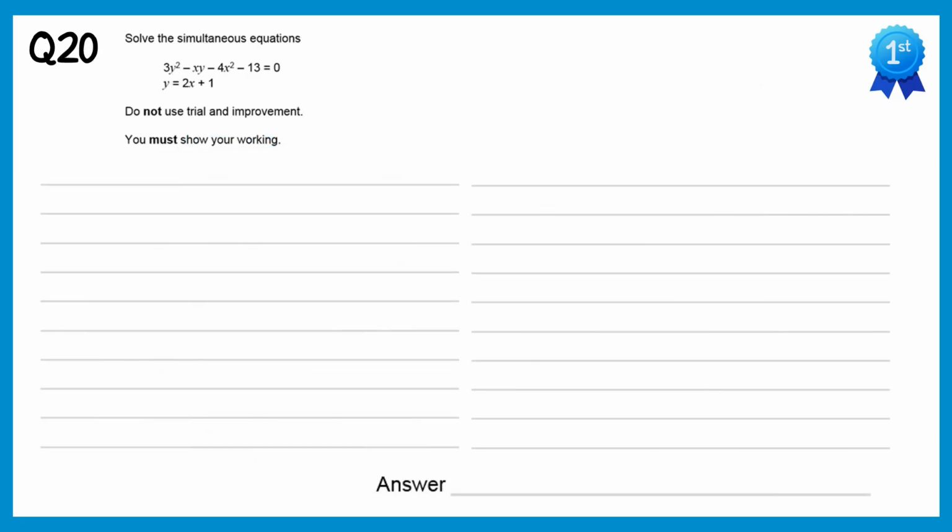In this question we're told that y equals 2x plus 1. What we're going to do is rewrite the first equation but substitute y for 2x plus 1. So we have 3 times y squared, but we know y is 2x plus 1, so it's 2x plus 1 squared. Take away xy, so it's take away x lots of 2x plus 1. And then take away 4x squared, take away 13 equals 0.